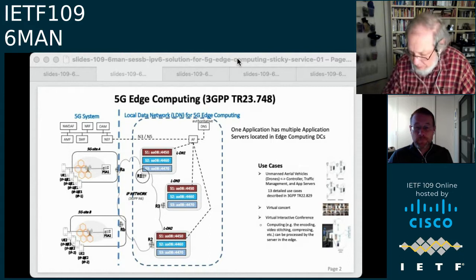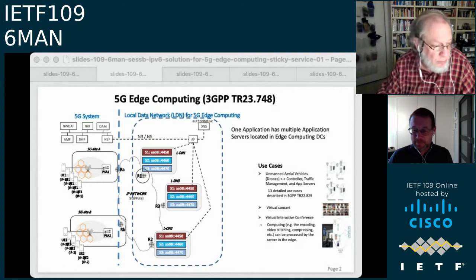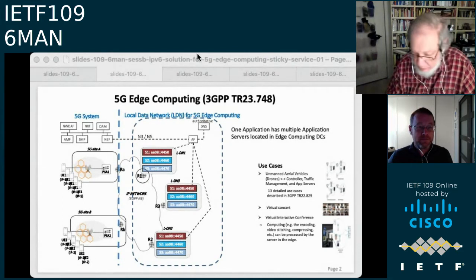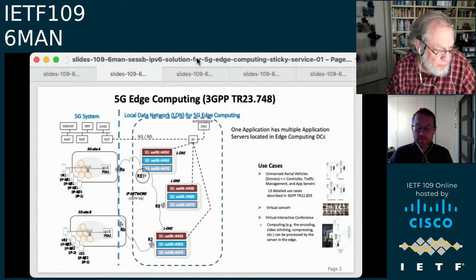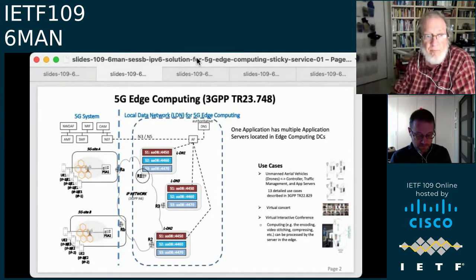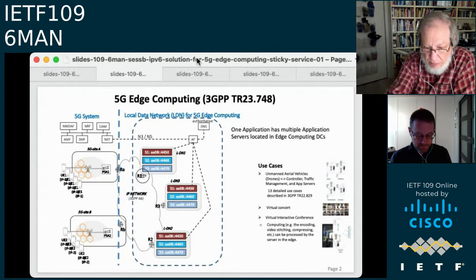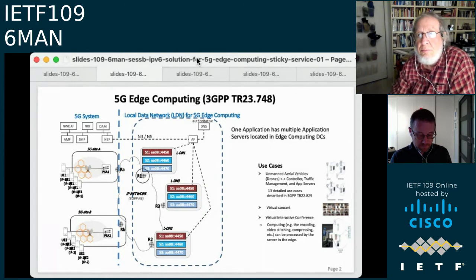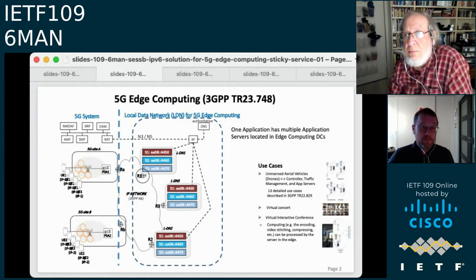There are many use cases being identified in 3GPP. For example, they have unmanned aerial vehicles, like a drone to be managed by the controller. They have virtual interactive conferences. The common characteristic of this 5G edge computing is there could be many backend servers for the same application, and they are very close in proximity.